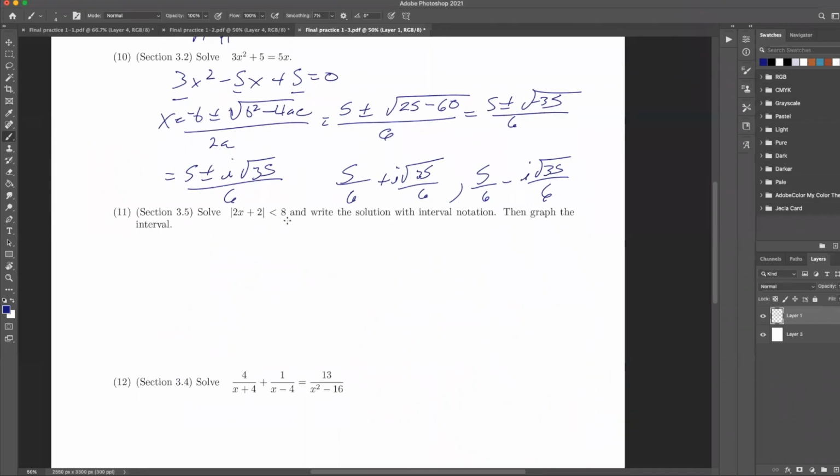All right, so we're going to solve this. We want to write a solution interval and then graph that one. And so here, remember, from section 3.5, if I have it less than, I just type in negative 8 is less than 2x plus 2, which is less than 8. So you just take the absolute value and just split it this way. If it's the other way, just real quick, I won't actually solve it. I'll erase it after I write it.